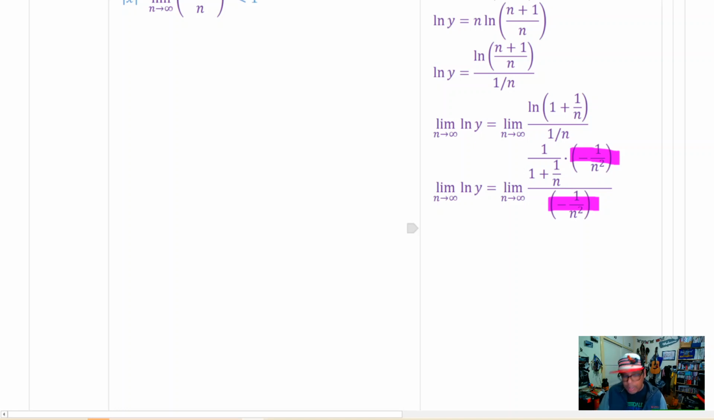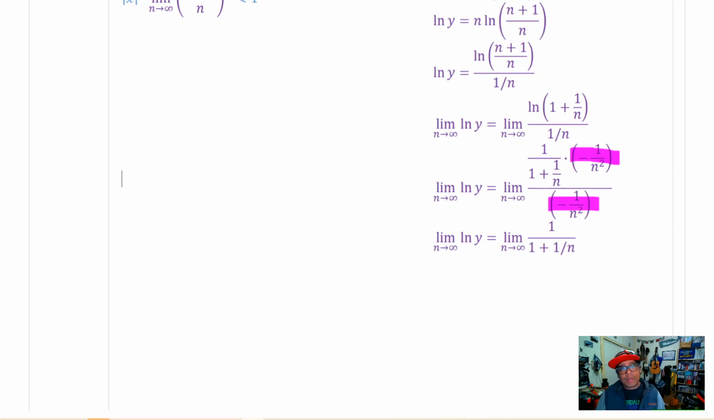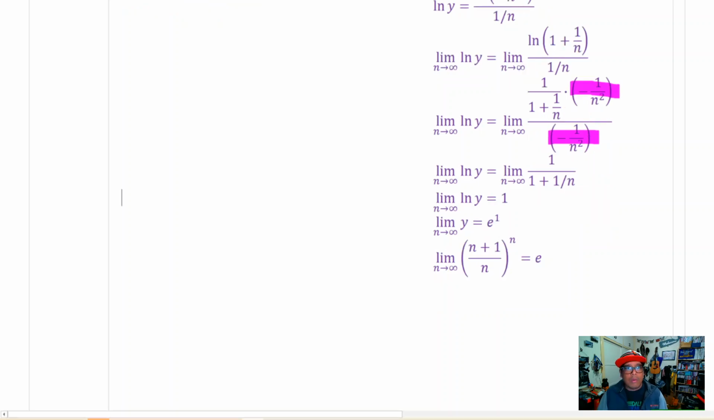And that's going to give us that the limit of the natural log of y is going to be the limit of 1 over 1 plus 1 over n. And as n goes to infinity, 1 over n goes to 0. So the limit of the natural log of y is just 1. Now we're just going to exponentiate, and the limit of y is e, which is to say that the limit of n plus 1 over n to the nth power is just e.